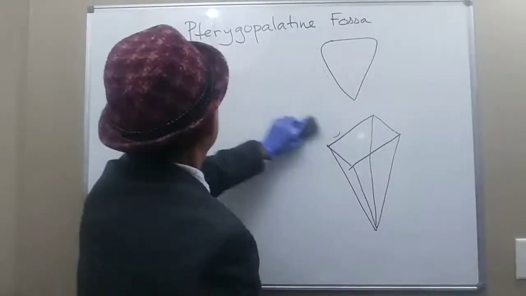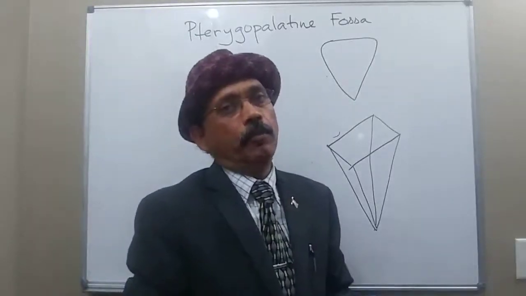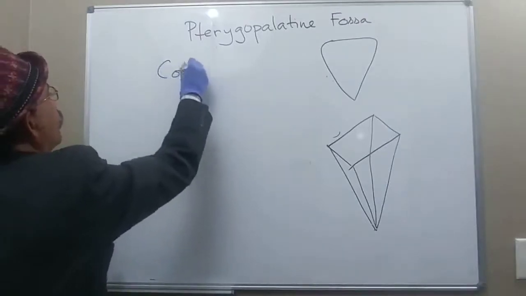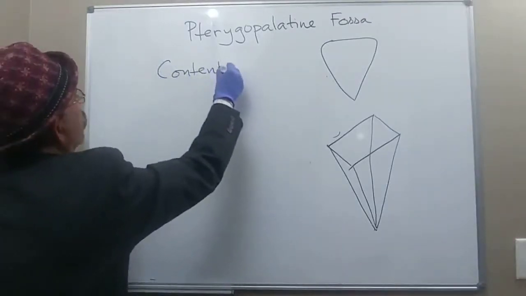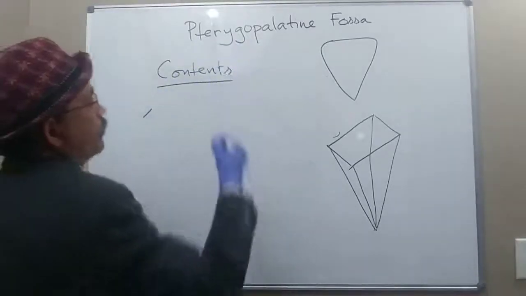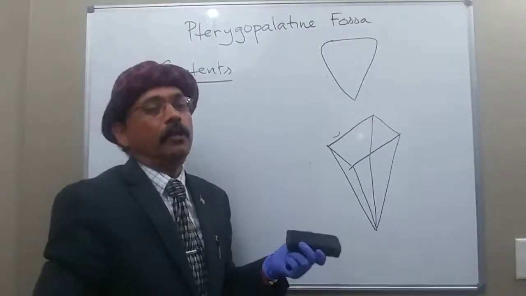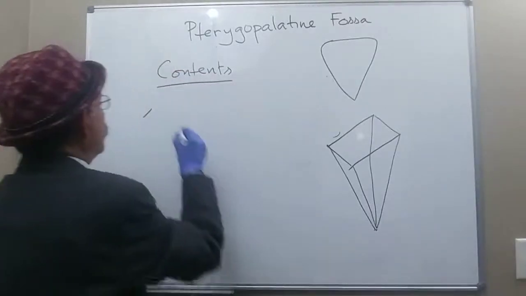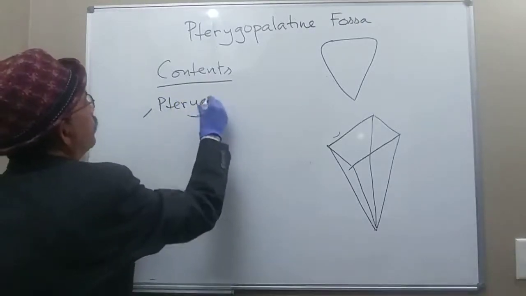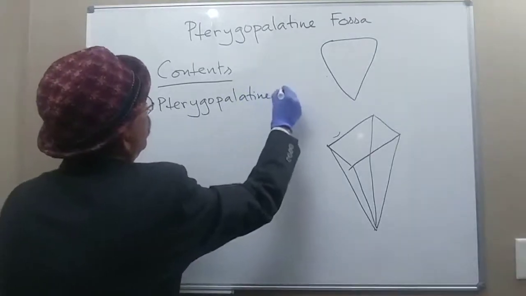Now we go to the contents of the pterygopalatine fossa. What are the contents? It contains the pterygopalatine ganglion.